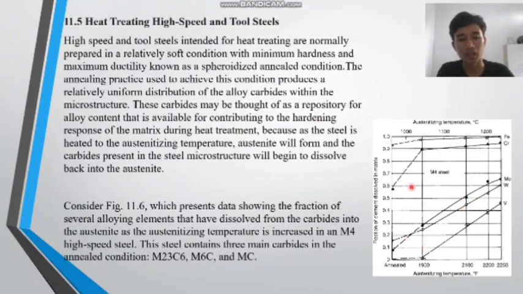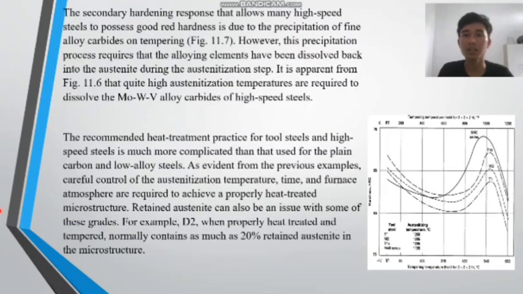in an M4 high-speed steel. This steel contains three main carbides in the annealed condition: M23C6, M6C, and MC. Next, the secondary hardening response that allows many high-speed steels to possess good red hardness is due to the precipitation of fine alloy carbides on tempering, figure 11.7. However, the precipitation process requires that the alloying elements have been dissolved back into the austenite during the austenitization step.